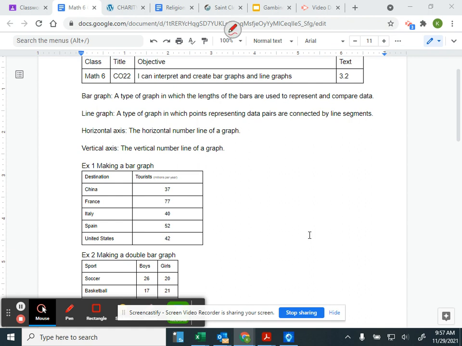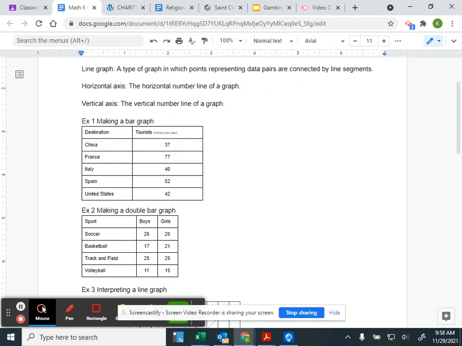There's the horizontal axis. That's the horizontal number line, the line that goes straight across. The vertical axis goes up and down. So when we're making those graphs, we have the horizontal at the bottom, and then we have the one that goes up and down, that's our vertical. It's important when we do graphs that we label them, so we know what information is being represented and how to read the graph. So let's look at making a bar graph.